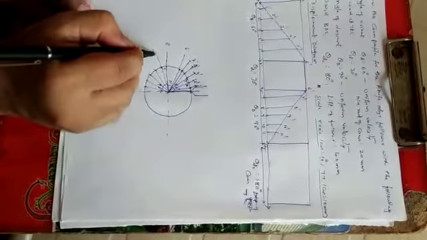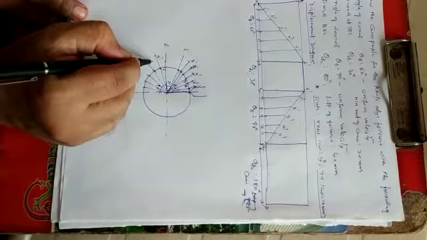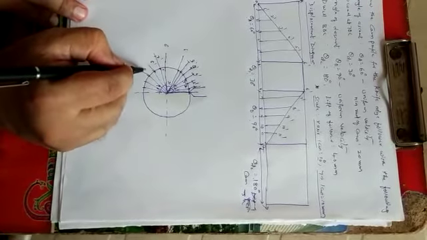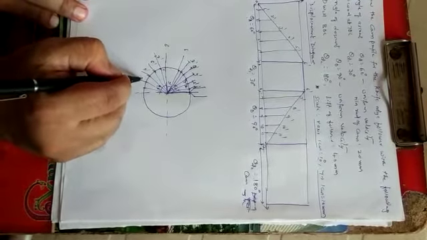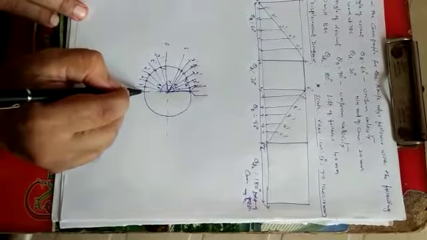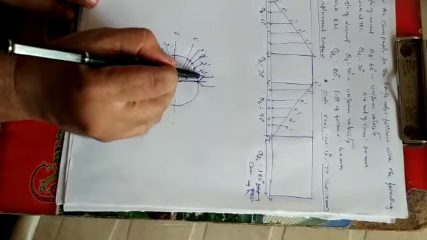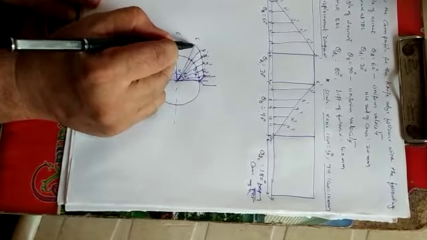From the figure, this is the 7 dash point I am going to get, and here it is 8 dash, this is 9 dash, this is 10 dash, and finally this is 11 dash, and this point is 12. After representing the points, I am going to join them with a smooth curve with a freehand sketch here.